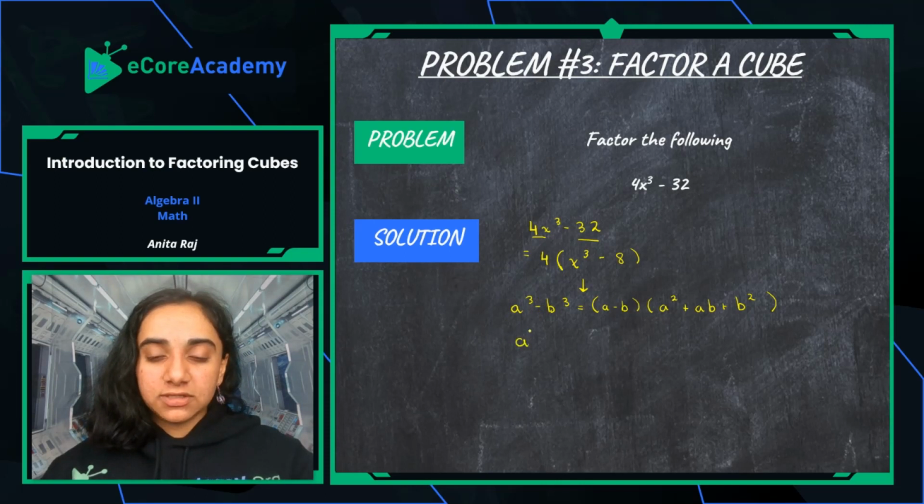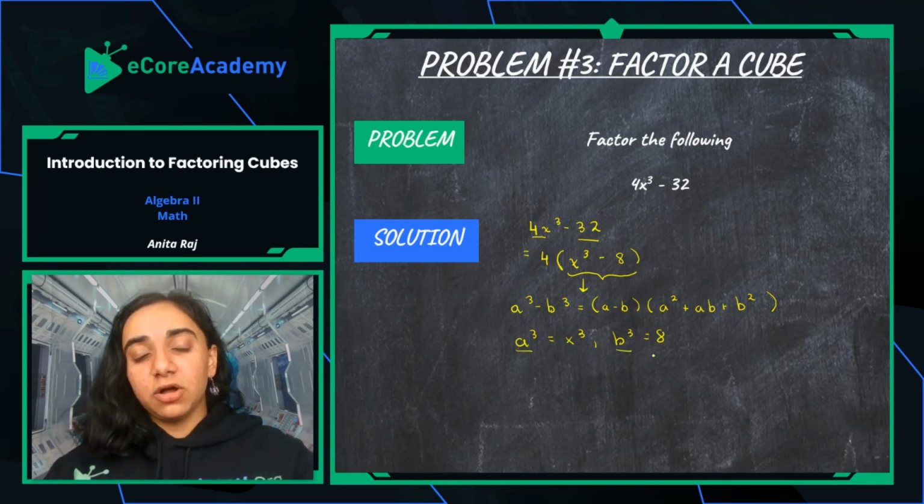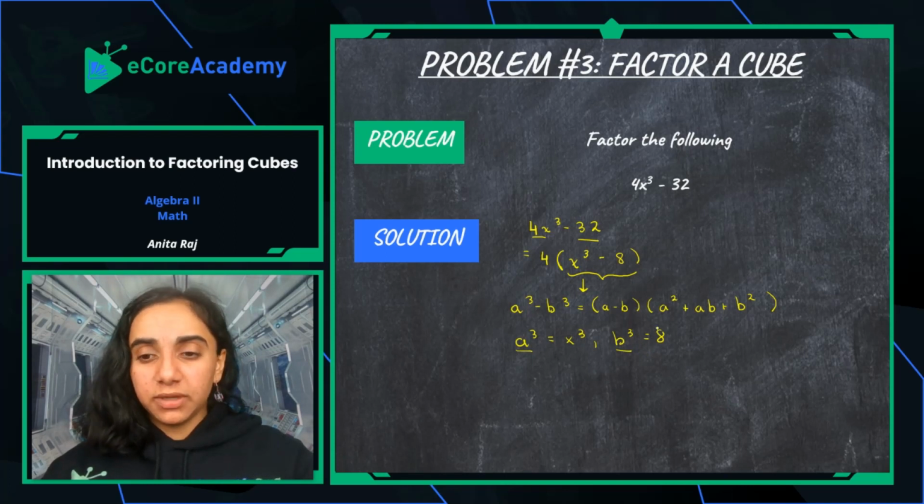So a cubed, in this case, we're focusing on this set of parentheses right here. Our a cubed is going to be equal to x cubed, and our b cubed is going to be equal to 8. All right. Next, what we want to do is find out what just a by itself is without the cube. So we're going to cube root the a cubed. We want to find out what b also is by itself. So we're going to cube root the b cubed, the 8.